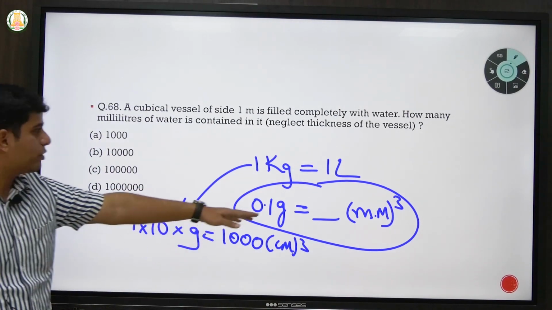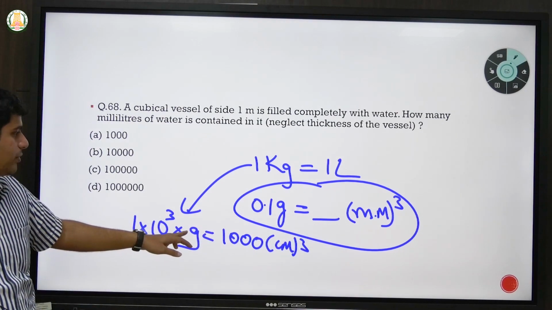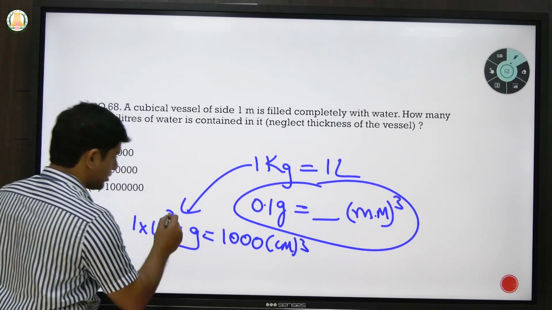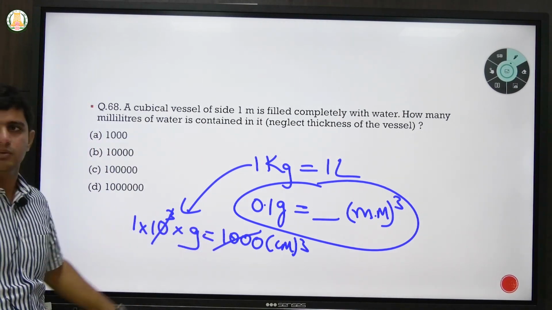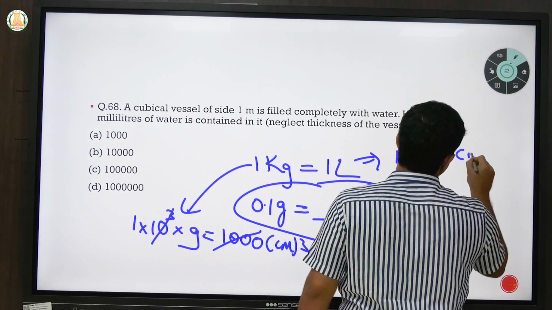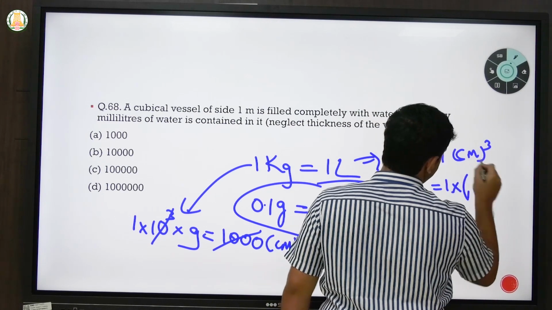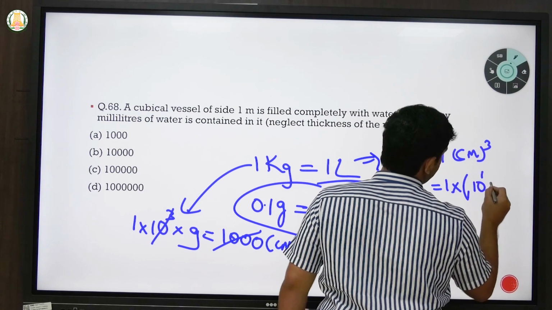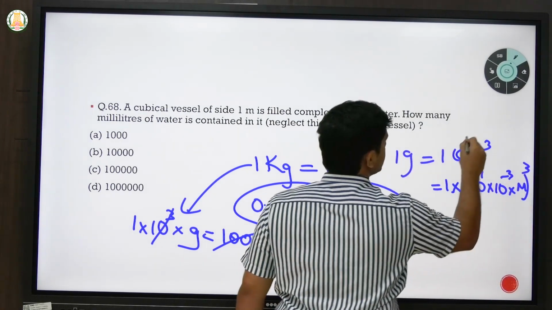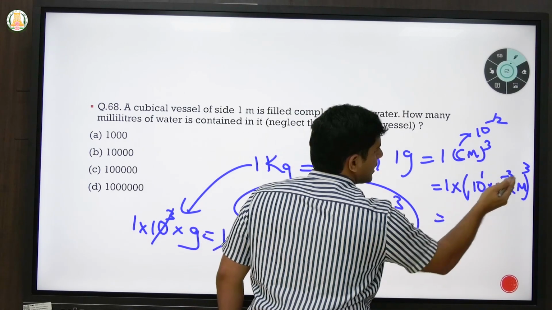Now from here you can convert centimeter into millimeter, 10 power minus 2, 10 power minus 3. Gram is already in grams. So basically shift everything here and then find out. First of all, 1000 gets cancelled because 10 cube and 10 cube. So from here you will get that 1 gram is equal to 1 centimeter cube. You know that 1 into 10 power minus 2 can be written as 10 power 1 into 10 power minus 3 into meter cube. Because you know that centi means 10 power minus 2, which you can write as 10 power 1 into 10 power minus 3 and get this 10 outside.